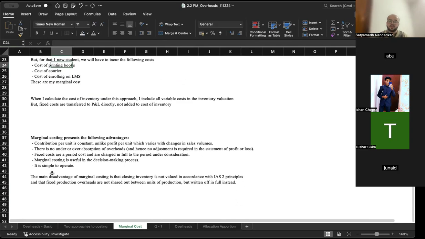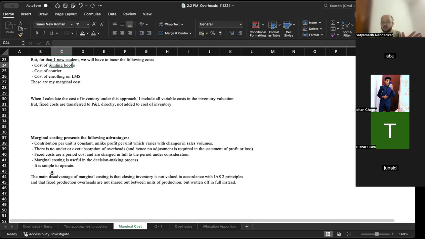Marginal costing presents the following advantages. Contribution per unit is constant, unlike profit per unit, which changes with changes in sales volume. There is no under or over absorption of overheads, and hence no adjustment is required to the statement of profit or loss. Fixed costs are a period cost and are charged in full to the period under consideration. Marginal costing is useful in decision making process. It is simple to operate.